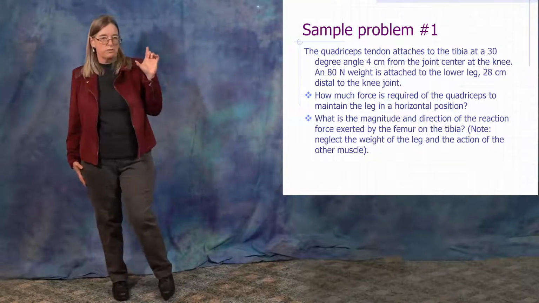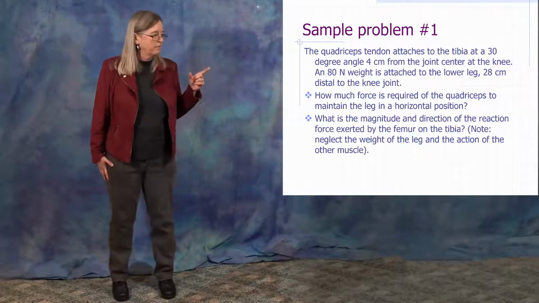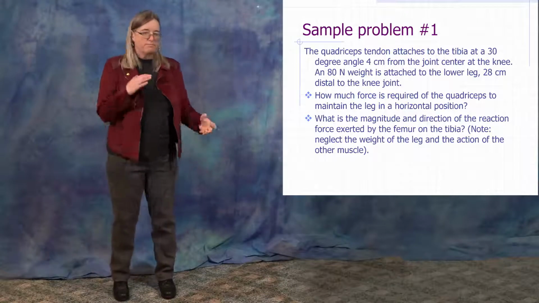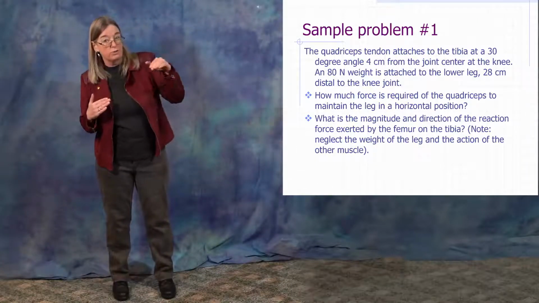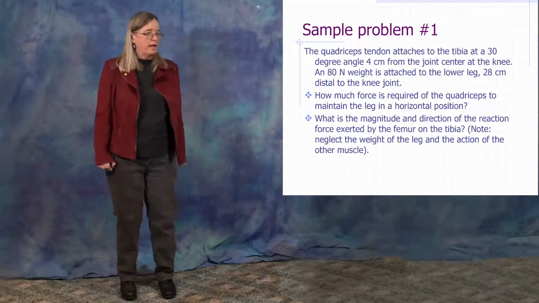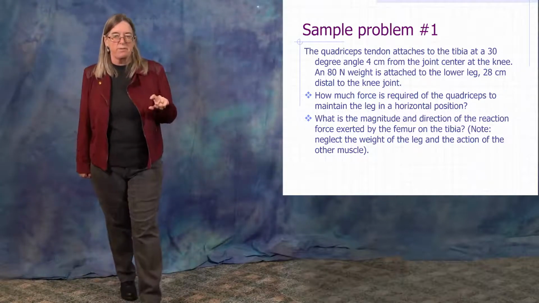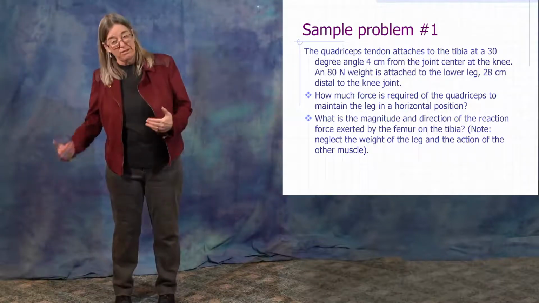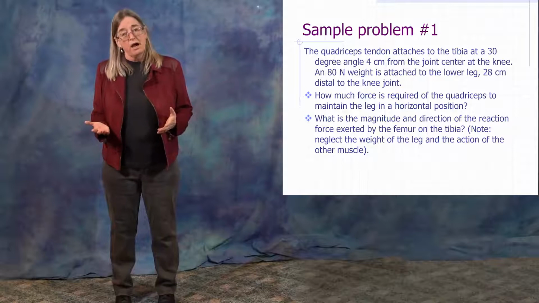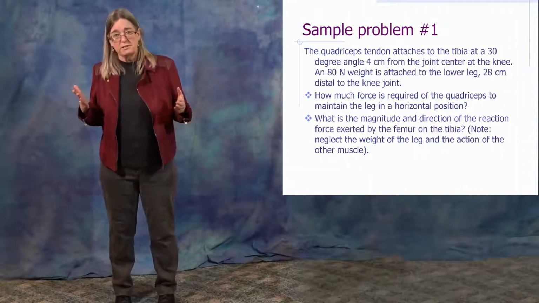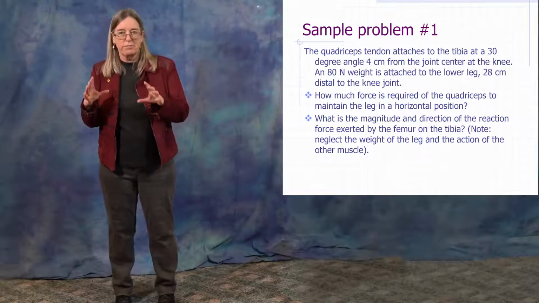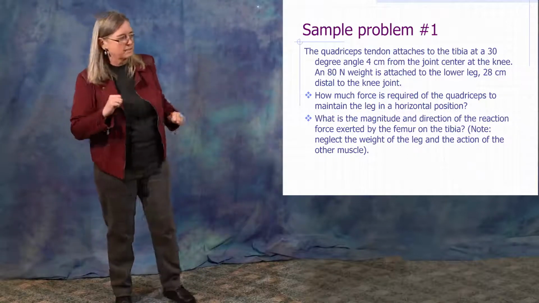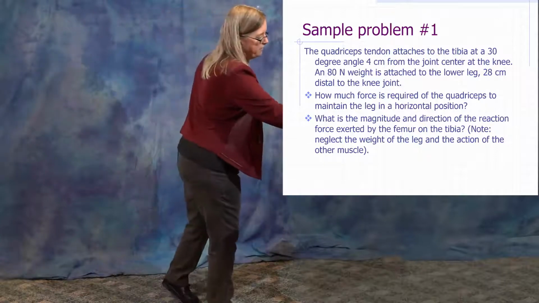We also want to know the magnitude and direction of the reaction force at the knee itself, exerted by the femur onto the tibia. We are, for the purposes of this problem, going to neglect the weight of the actual body segment, the lower leg, the calf. That isn't always the case, but for the purposes here, for your first time, we're going to just go with neglecting that body segment weight.